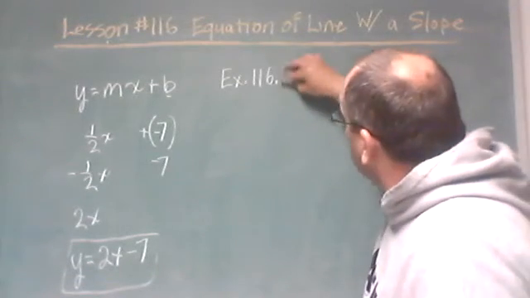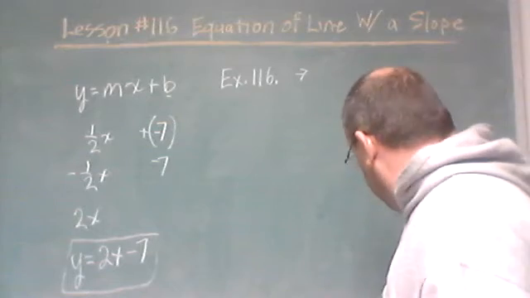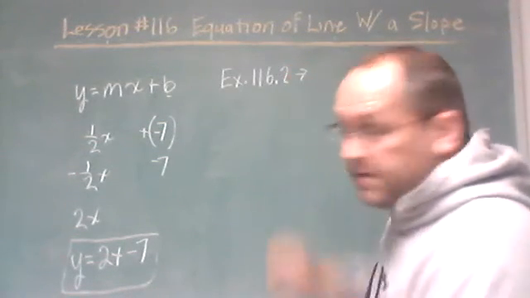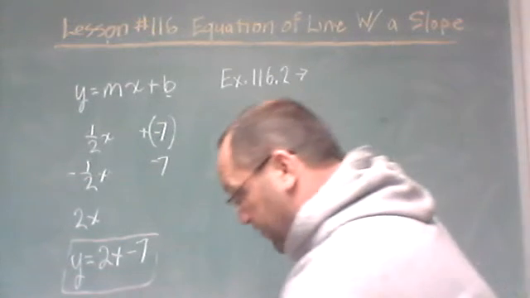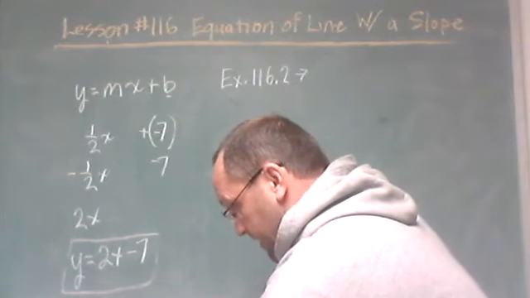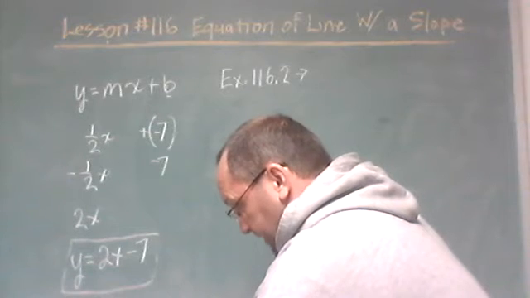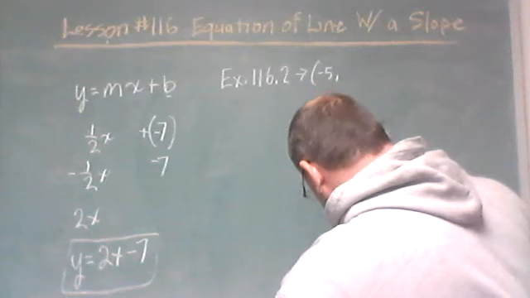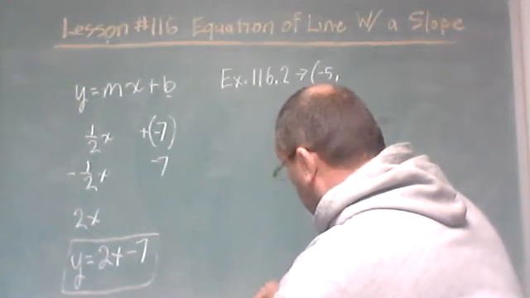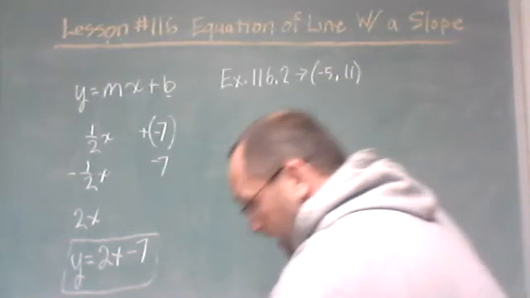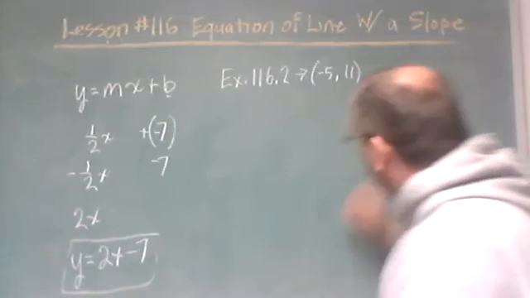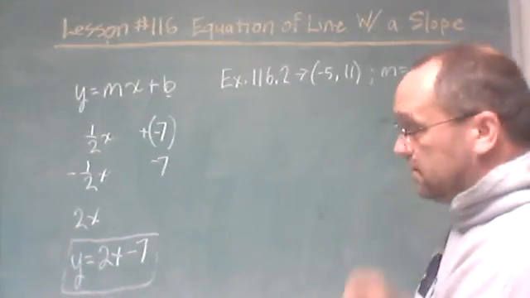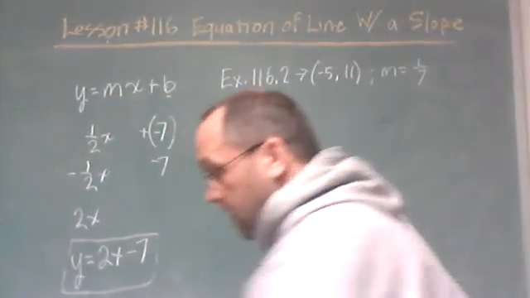Now I'm going to go to example 116.2, and this is a more typical one where you guys have been having problems. Find the equation of a line that goes through minus 5, 11, excuse me, lost my chalk, and has a slope of 1/7. Let me grab a new piece of chalk.